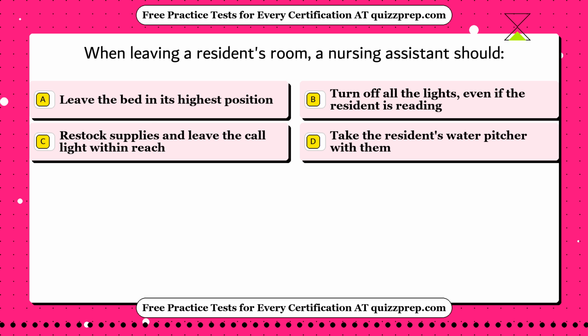Leave the bed in its highest position. Option B. Turn off all the lights, even if the resident is reading. Option C. Restock supplies and leave the call light within reach. Option D. Take the resident's water pitcher with them.